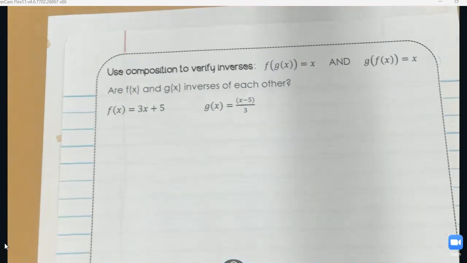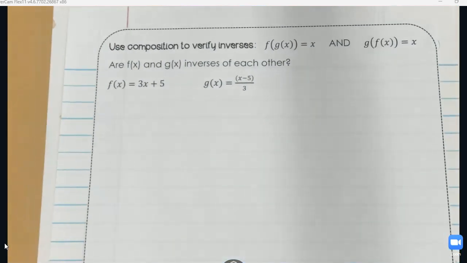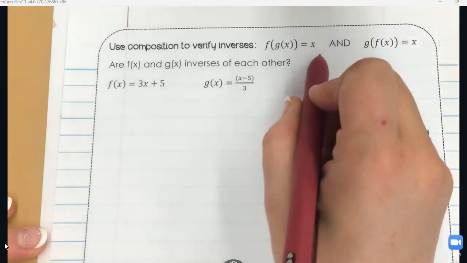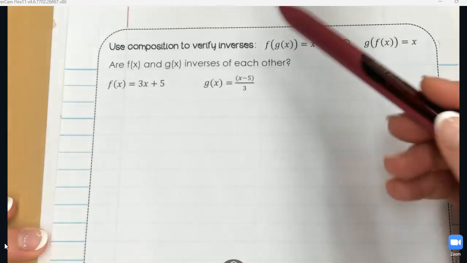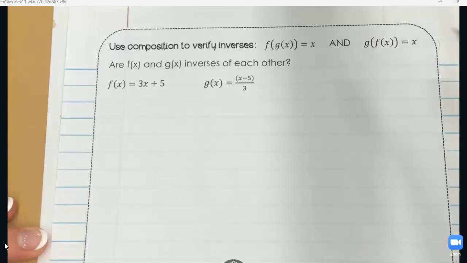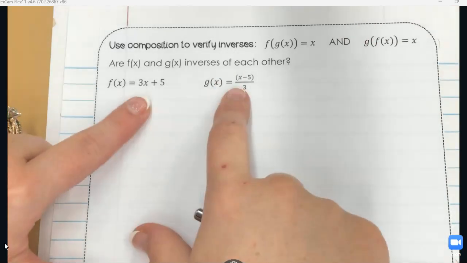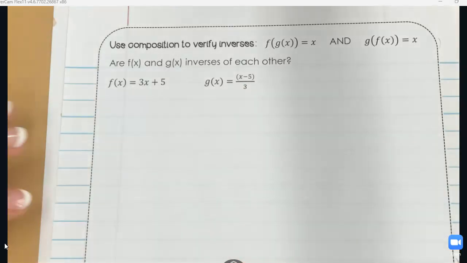Now, why is that helpful? Why do we want to know that? Well, to verify if functions are inverses of each other, we do composition, and your end result should be x by itself. If you do composition both ways and you get x by itself, that means the functions are inverses of each other. So let's look at these two functions and see if they are inverses.